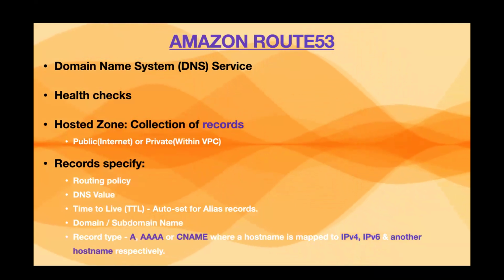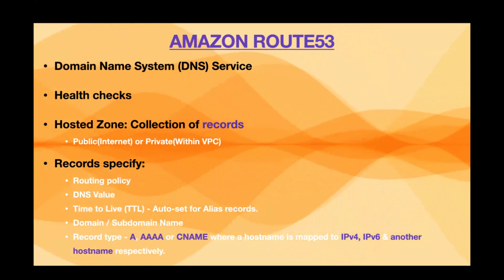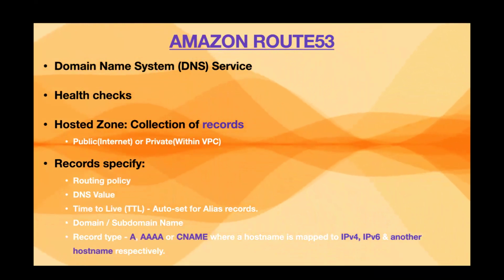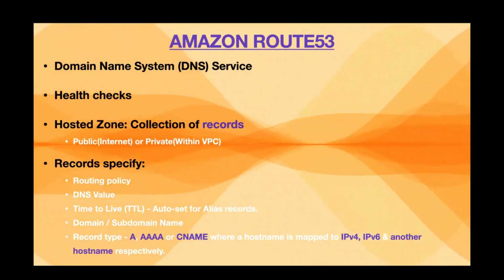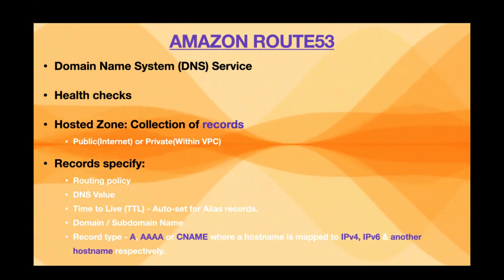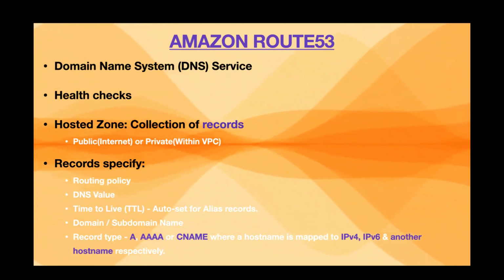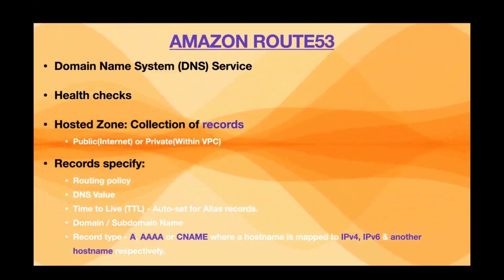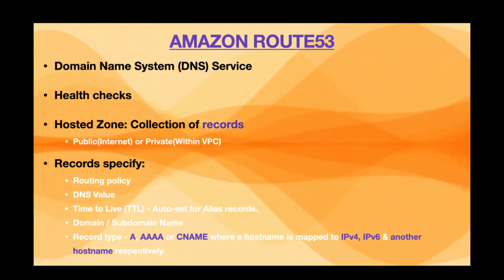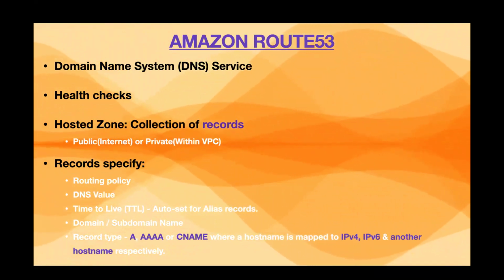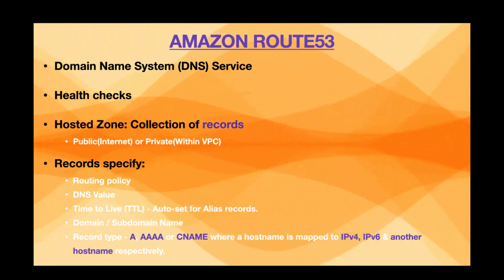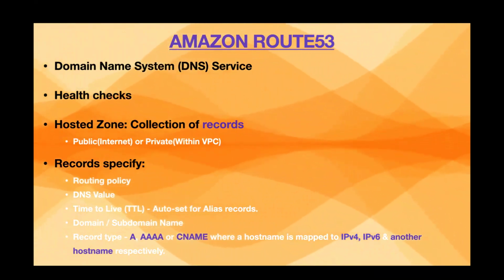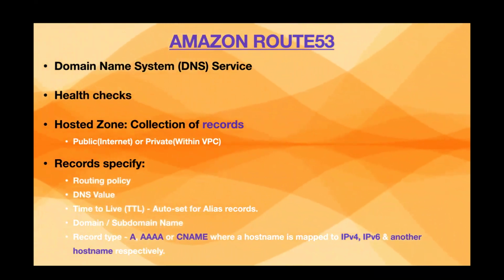And a record specifies how you want to respond to DNS queries. Inside a record, we have the routing policy, which we'll see right after this. We have the DNS value, which is the IP address. So as I typed google.com, it took me to 172.something. So the DNS value would be the 172 that it took me to.